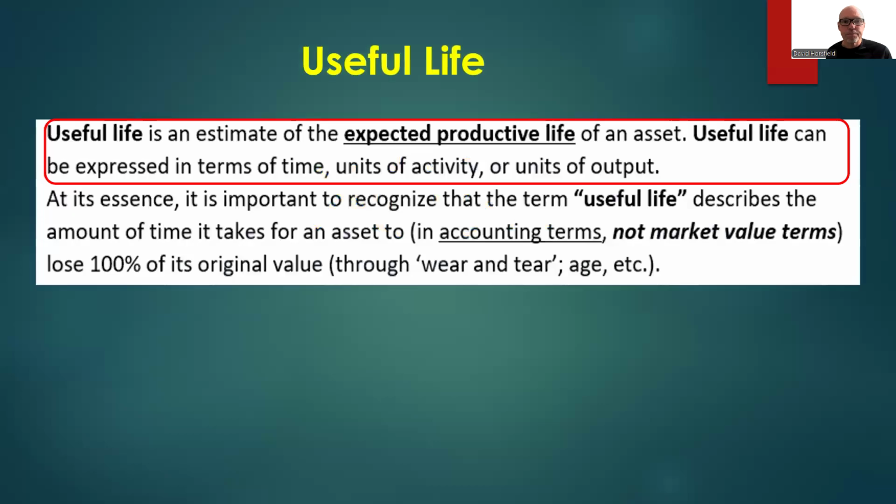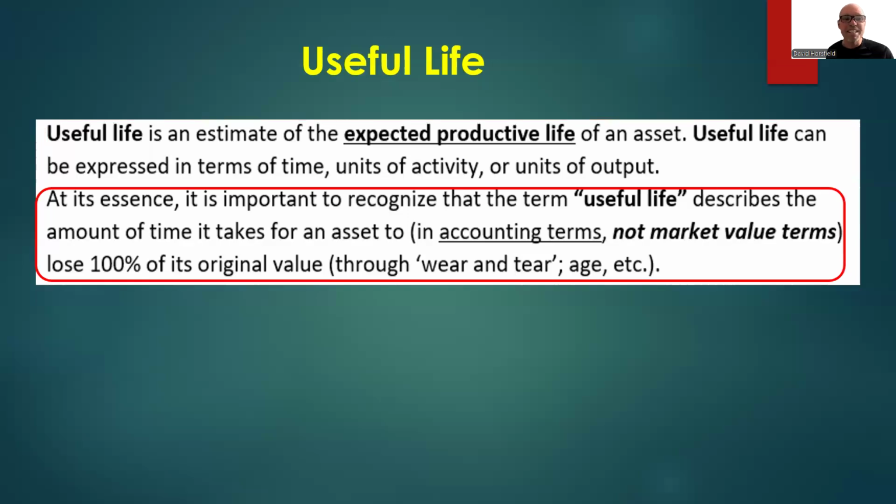Useful life. Follow the red rectangle. Useful life is an estimate of the expected productive life of an asset. Like for how long will it be productive and of use to us? Useful life can be expressed in terms of time, number of years, units of activity, maybe not necessarily related to the oven, but a number of revolutions that something like a piece of machining equipment might use, or the units of output, the volume, the productivity of that item. We're going to use the units of time in the examples that we use.